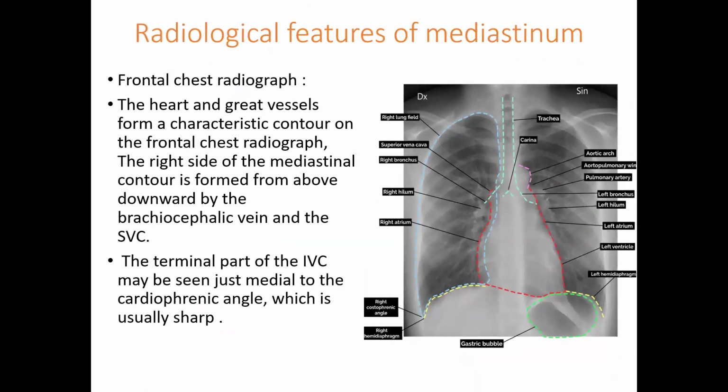Radiological features, frontal chest X-ray. The heart and the great vessels form the characteristic contour on the frontal chest radiograph. The right side of the heart border is formed mainly by the right atrium. Above it is the superior vena cava. And the terminal part of the IVC may be seen just medial to the cardiophrenic angle, which is usually sharp.